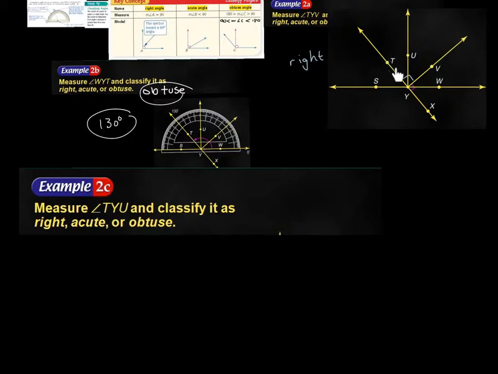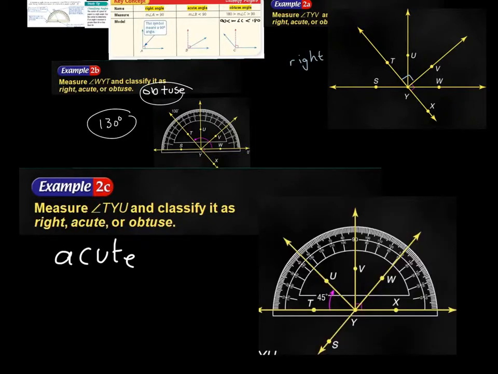Angle TYU must be acute because it's less than 90. And when we measure it, it's in fact half of 90. It's 45 degrees.